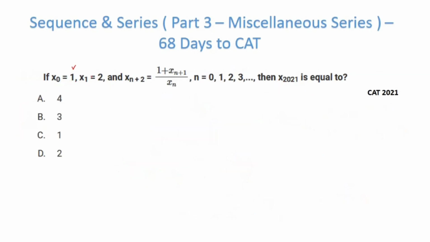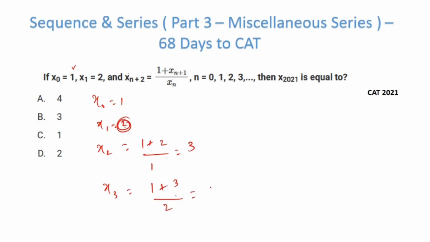I have x0 is equal to 1. So x0 is given as 1, x1 is given as 2. What will be x2? Just put it here. So if I have x2 here, I'll have 1 plus x1, which is 2, divided by x0, which is 1. So this is 3. What is x3? Now what is x3? 1 plus 3 upon x2. So this is 2. x4 will be 1 plus 2 divided by 3. So what is this? This number is again 1.